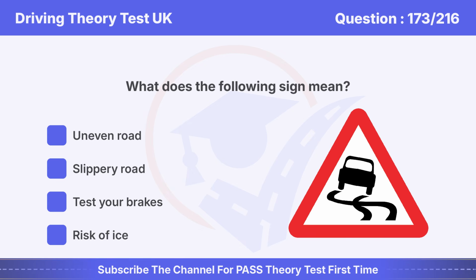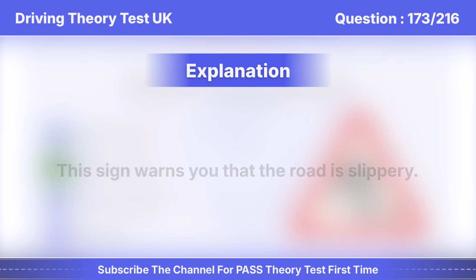Question 173. What does the following sign mean? Answer is B. Slippery road. This sign warns you that the road is slippery.